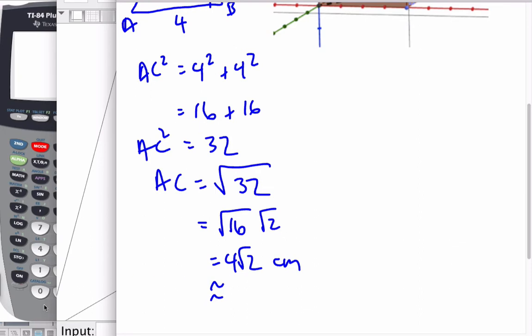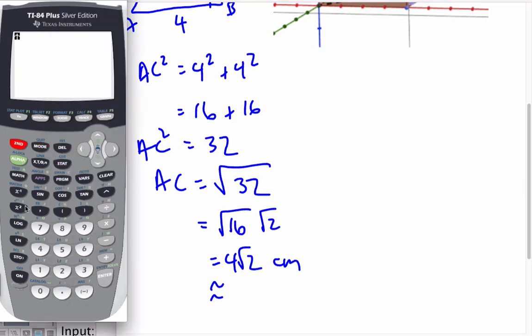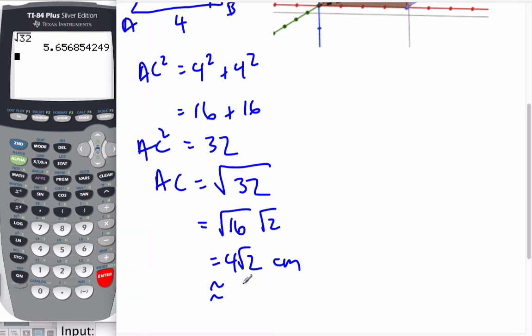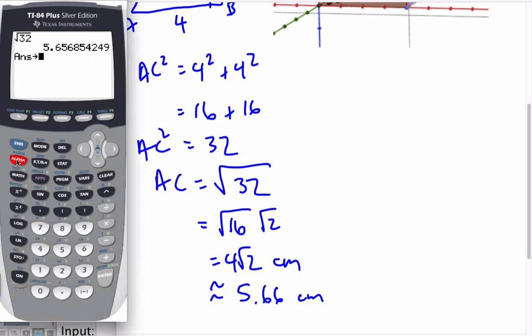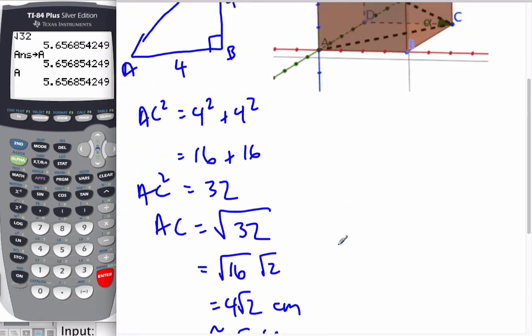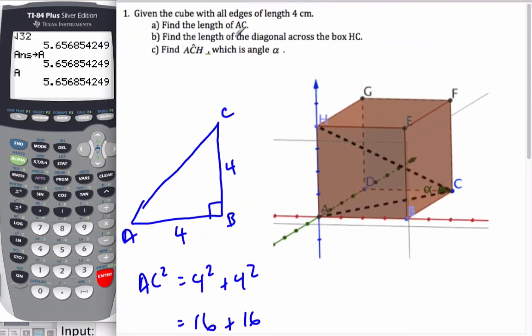Or I could go to my calculator and get approximately the square root of 32 is 5.66 centimeters, and that's to 3 significant figures. I'm going to take this value though, and store it, because when I do later calculations I want to use all the decimals. So I'm going to store that answer into alpha A. Whenever I go to A, it has this value, which is AC. All right, so that's part A done, find the length of AC.